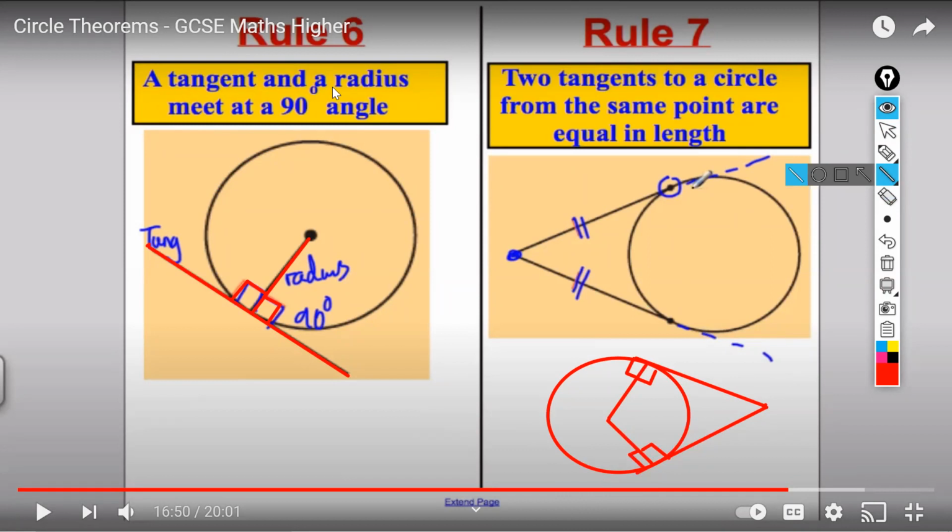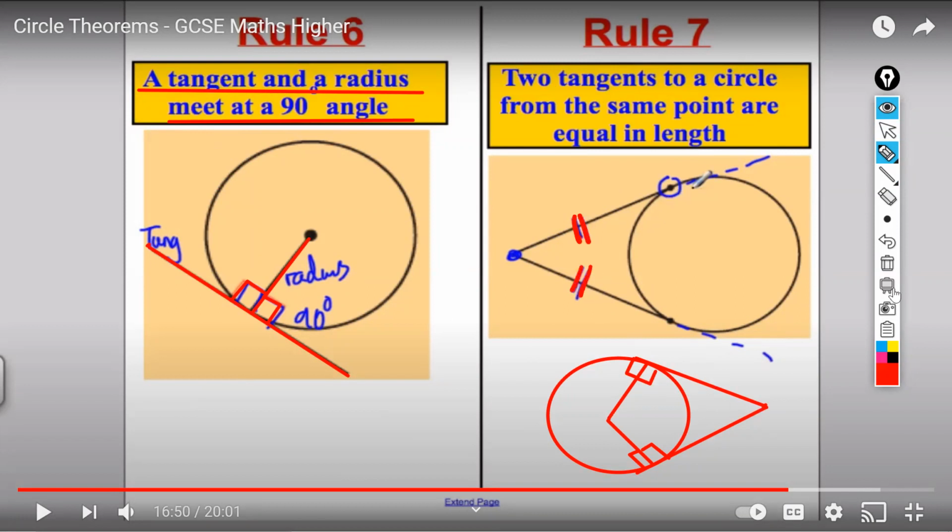So that's what it says here. A tangent and a radius meet at a 90-degree angle. So they always meet at a 90-degree angle. Cool. That's rule number 6. And then the last rule, guys, is that two tangents to a circle from the same point are equal in length, meaning that they're the same length. So this over here is the same length as this over here.